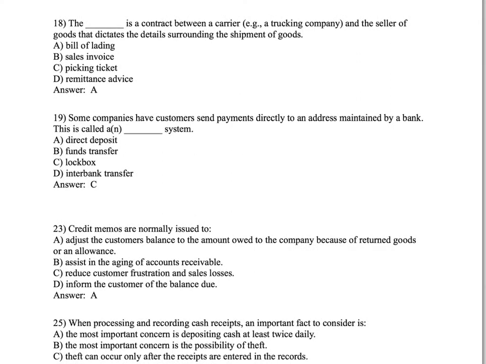Number 18, again, the bill of lading is the contract between a carrier and the seller of the goods that documents the details of the shipping. Number 19, some companies have customers send payments directly to an address maintained by the bank. This is called a lockbox system. Many companies have this. We were just on the Yankee Candle tour and they were talking about their lockboxes, where their customers like Bed Bath & Beyond or the Hallmark store send in their payments to this lockbox that the bank controls.